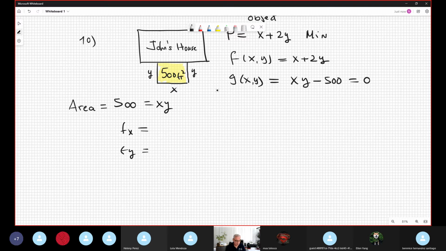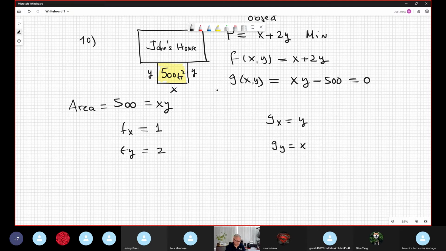And you compute g_x, g_y. Well, this is 1. It's obvious. The derivative of this with respect to x is 1, and the derivative of this with respect to y is 2. And the derivative of this with respect to x, sorry, is y, and this with respect to y is x.